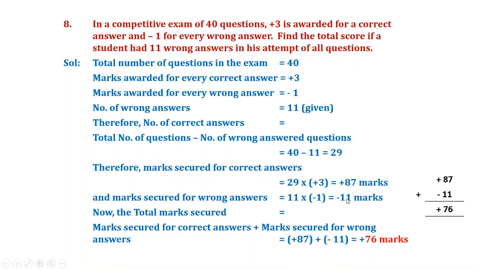So now we can find out the total marks by adding these two marks. So that is plus 87 plus minus 11. Now we are adding two numbers which have different signs. So to add numbers with different signs, first subtract the smaller number from the bigger number, which gives 76, and put the sign which is in front of the bigger number, which is plus 76. So therefore he secured total marks of plus 76 marks. This is the answer. So next, going to the ninth question.